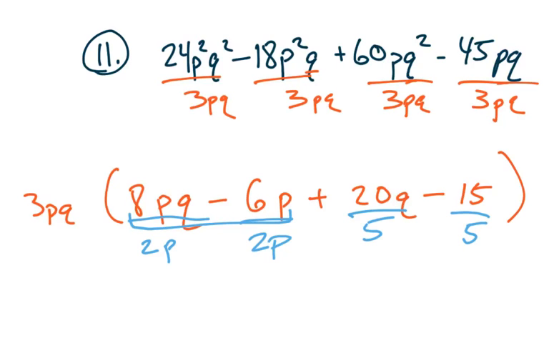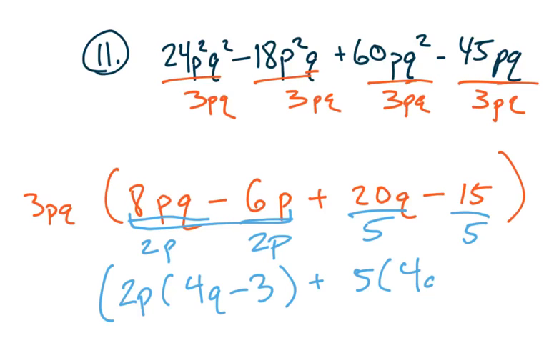So this is going to be interesting. This breaks down to 4Q minus... sorry. I'll put the 2P in front. You don't have to. You can actually put it at the back. It doesn't matter. But this will become 4Q minus 3. Over here, we're going to factor out a 5. We're going to be left with 4Q minus 3. Great. That's what I wanted to see happen.